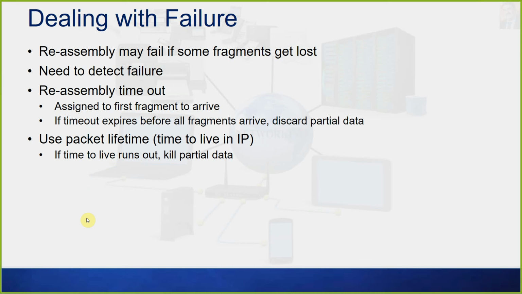Dealing with failures. Reassembly may fail if some fragments get lost. Need to detect failures. A reassembly timeout is assigned to the first fragment to arrive. If the timeout expires before all fragments arrive, discard the partial data. Use packet lifetime, time to live in IP. If time to live runs out, then kill the partial data. That is how we deal with failures, the communication timeout or connection failure.